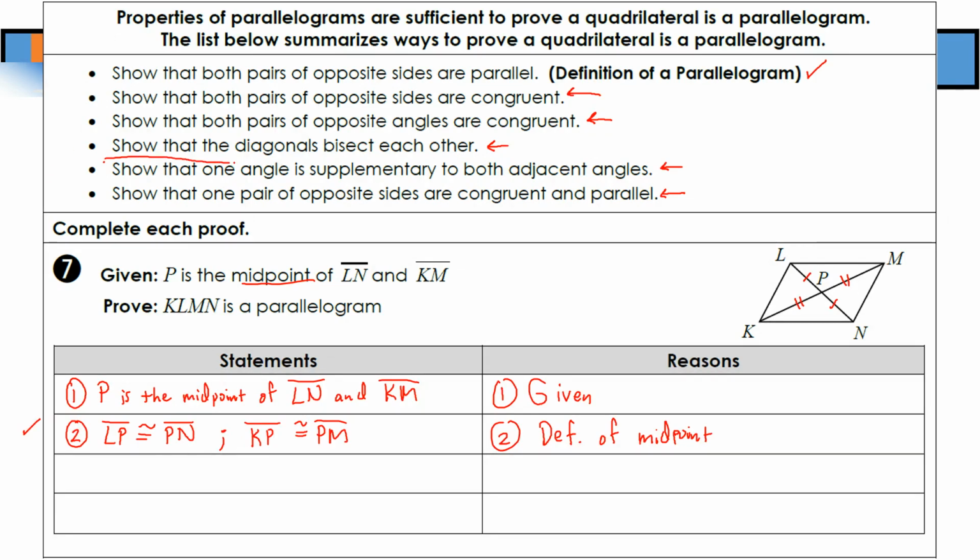Now you'll notice these statements in number 2 tie in very specifically with one of our properties of parallelograms, namely that diagonals bisect each other. So we can now conclude that KLMN is a parallelogram. Why? Because the diagonals bisect each other. And so we need to write that down. We can say diagonals of, and you can just call it para to abbreviate, bisect each other.